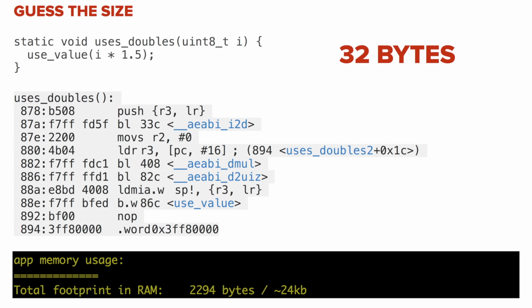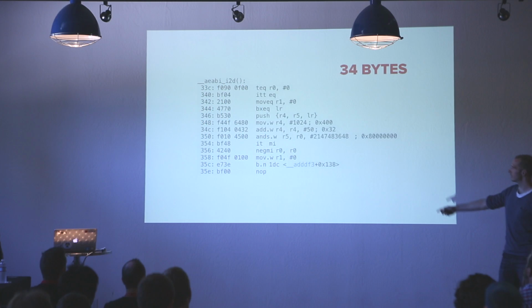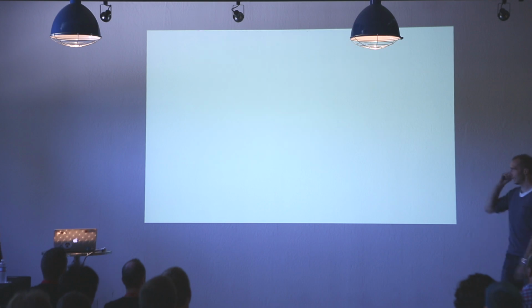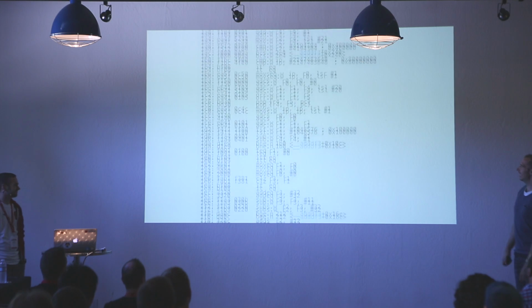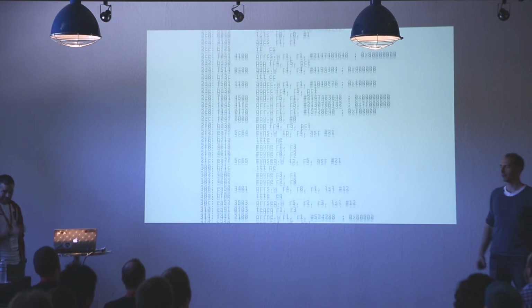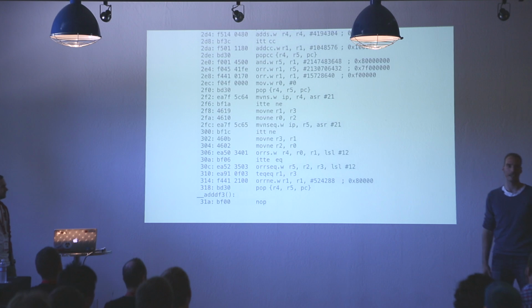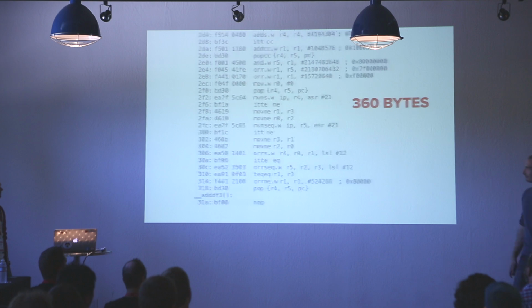Okay, so let's have a look. Why is it that large if that is only 32 bytes? Well, if you look at the I to D, that's additional 34 bytes, and that function calls this add F3. And if you look at that code, that's a bit longer. And if you can see, it jumps to other functions as well. And so in the end, on the long tail, we will have 2k just by adding that single dot. Okay, that one here in particular is only 360, but I think you get the point.